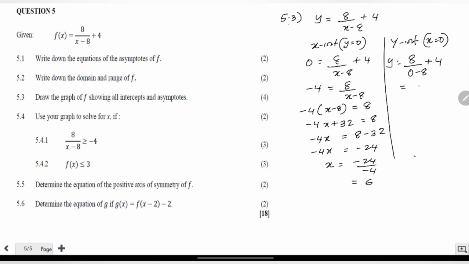So which is going to be 8 divided by minus 8 plus 4. So 8 divided by minus 8 is minus 1, plus 4. So the answer is 3. So we got it, y-intercept is 3, x-intercept is 6. Is it clear? Okay, now we can draw the graph.